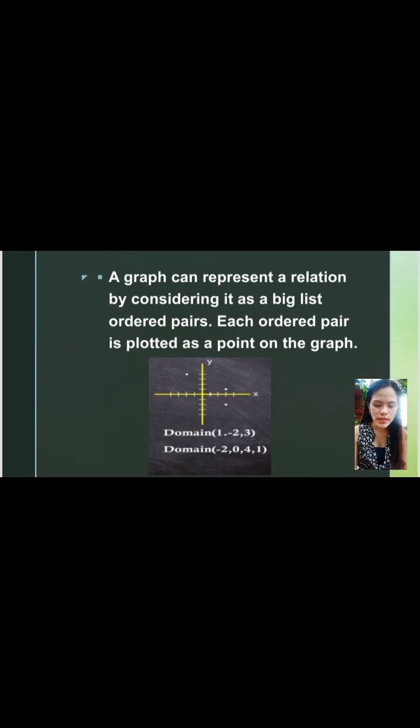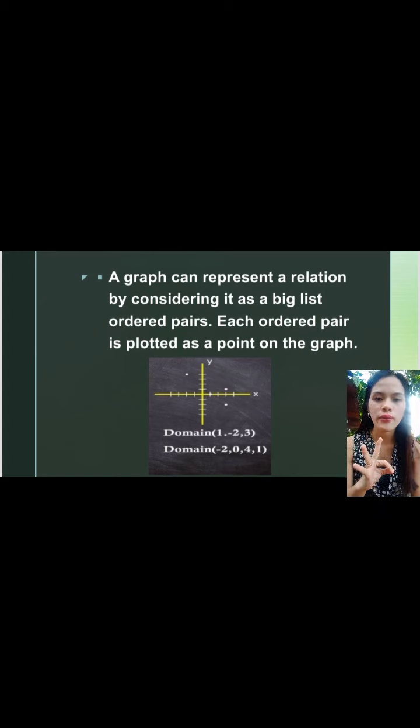Aside from table and mapping, we can also do a graph. A graph can represent a relation by considering it as a big list of ordered pairs. Each ordered pair is plotted as a point on the graph. So para mag-graph natin siya, we should use a Cartesian plane. So makikita mo dyan ang mga plotted point. Okay? So our domain is 1, -2, and 3, while the range is -2, 0, 4, and 1. To sum it up, you can express the relation in table, mapping, and graph.